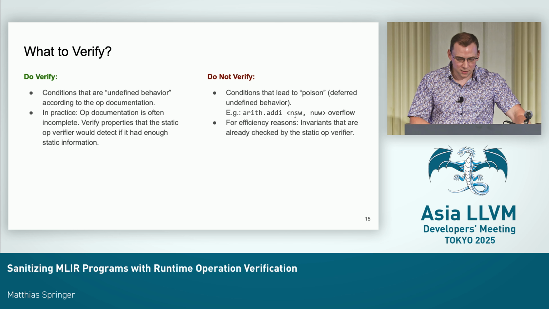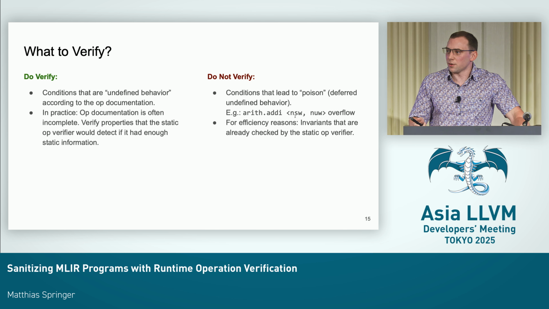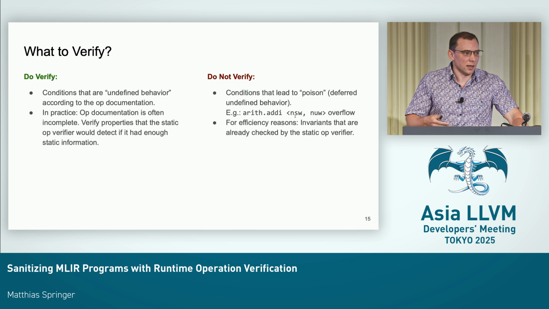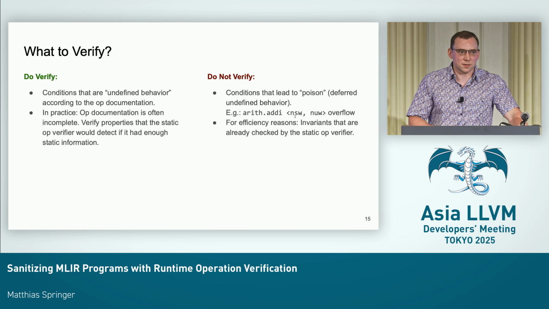The second category is, for efficiency reasons, you should also only check invariants that you don't already check as part of the static op verifier. And that's just because we don't want to emit redundant code. We don't want to emit IR that doesn't do anything.